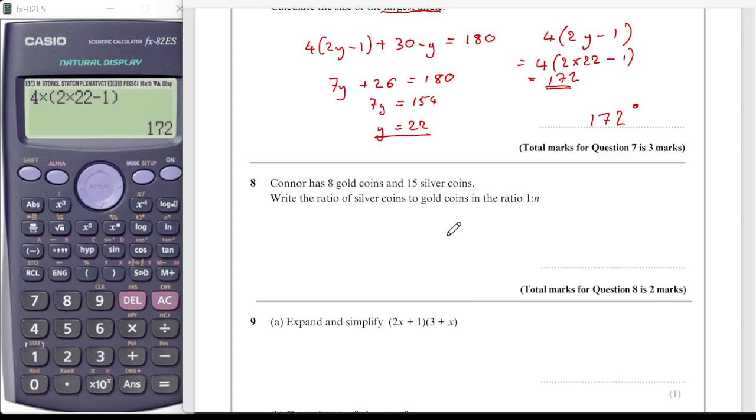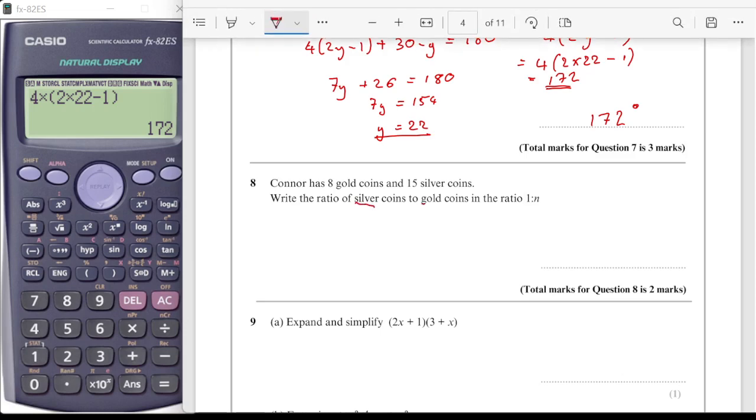Question 8. Connor has 8 gold coins and 15 silver coins. Write the ratio of silver to gold, in the ratio 1 to n. So the wording of this question is designed to try and catch you if you're not reading it very clearly. Even dyslexic, I will often get this the wrong way around. So we're told the ratio is silver to gold, and we want it in the form 1 to n.